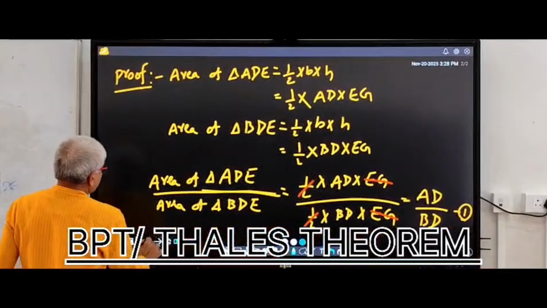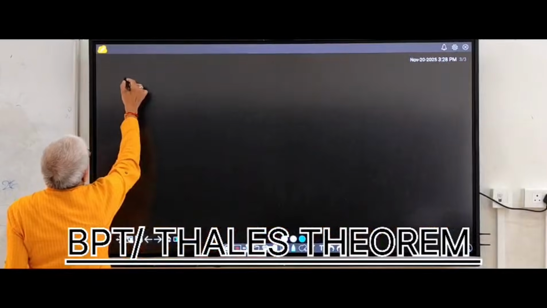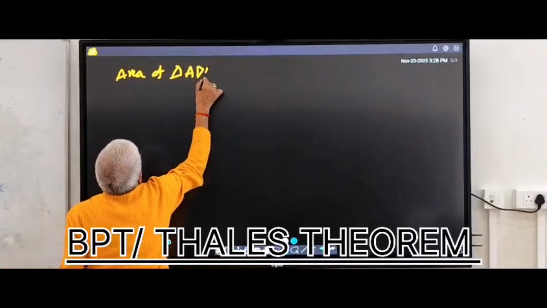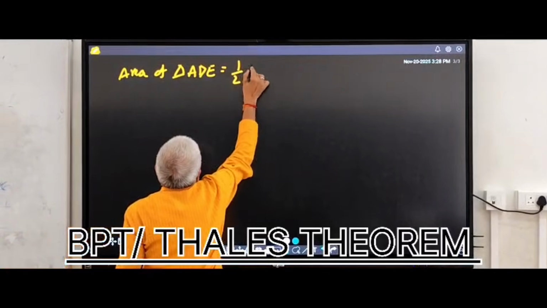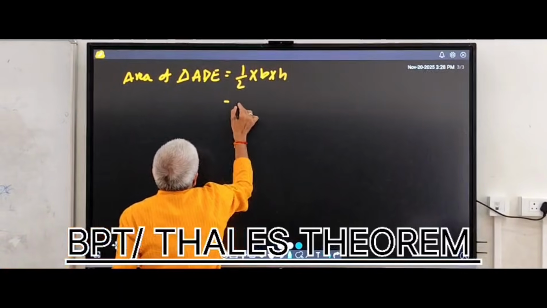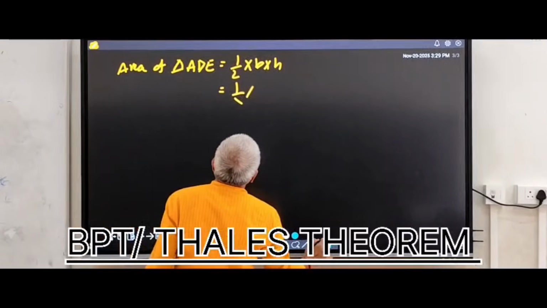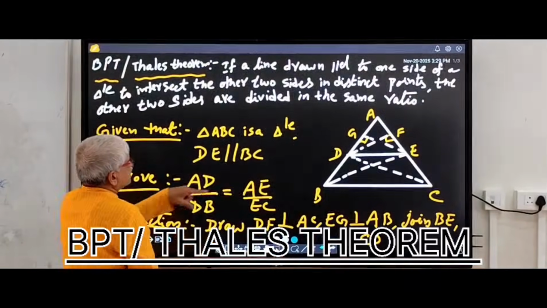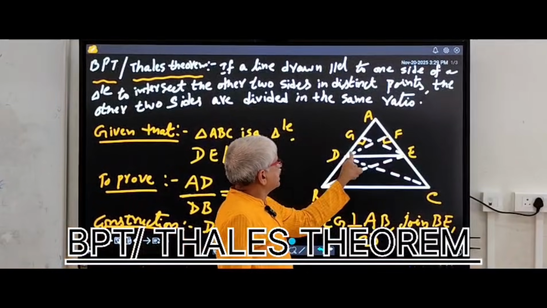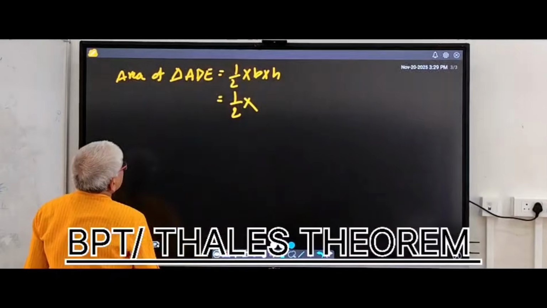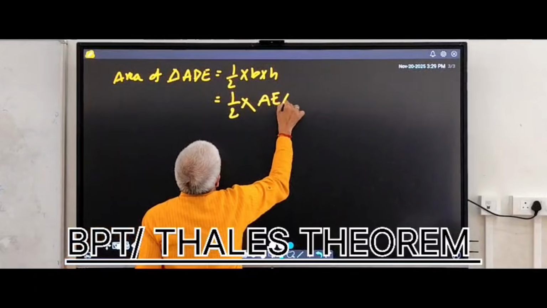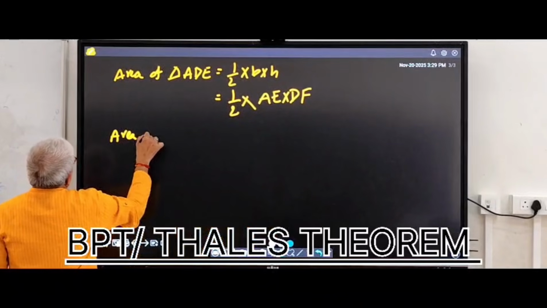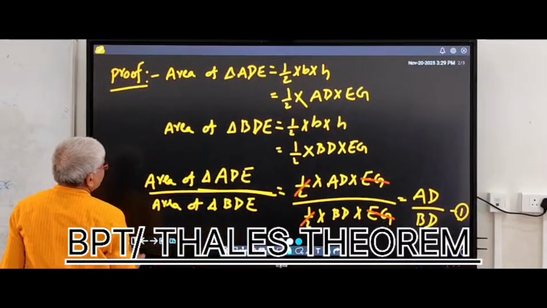So area of triangle ADE is equal to, again the same formula, half into base into height. Here half into your base, which is AE, and your height is DF. So half into AE into DF. Similarly, area of triangle, let me come back to the figure.